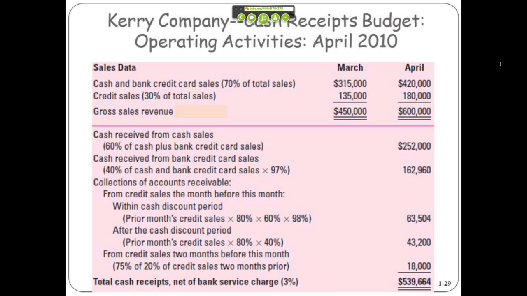Your bank credit sales, you're only going to get 97% in this example because the bank is taking its 3% to manage its own risk and its own costs. So you get 97% of 40% of your cash sales.